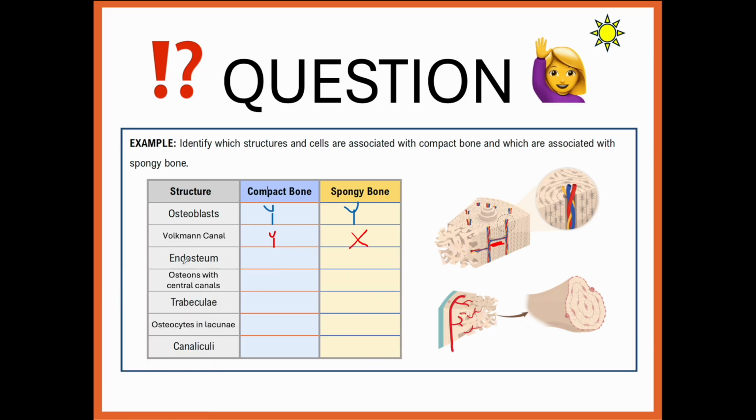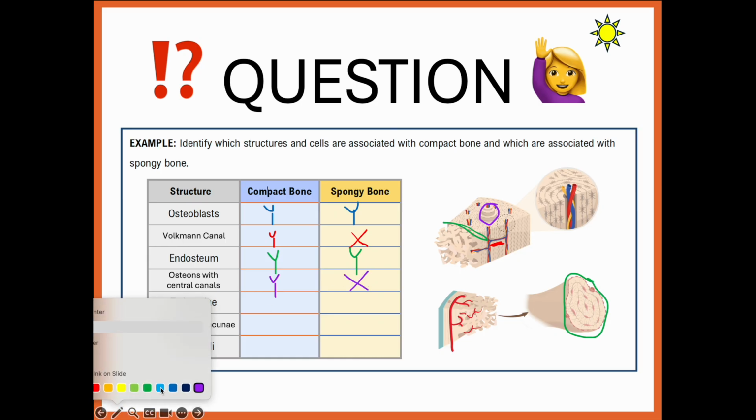Okay. Endosteum, right? I would expect to find this in my compact bone, right? We talked about the inside, the endosteum, right? And we also said that this was called the endosteum in the spongy bone, so I would also find endosteum here. Osteons with central canals, would I find those in compact bone? Of course. This is one osteon, right? And you'd find it here. In trabeculae over here, you would not find it. In the spongy bone, you would not find that.